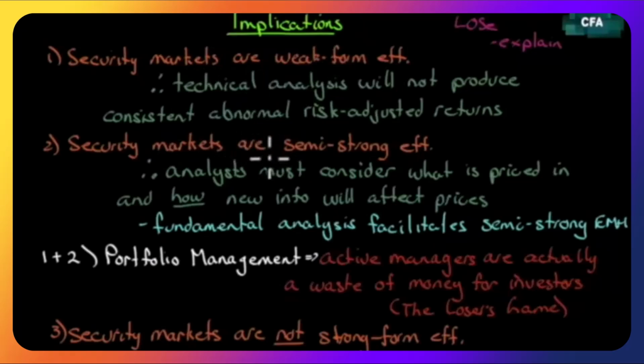Jumping the next hurdle, yes, we find support for semi-strong efficiency, which means analysts must consider what is already priced in and how new information will affect prices. So it's the unanticipated aspect of the information that analysts have to figure. If the actual number comes in above consensus, what do I think will happen? If it comes in below consensus, what do I think will happen?